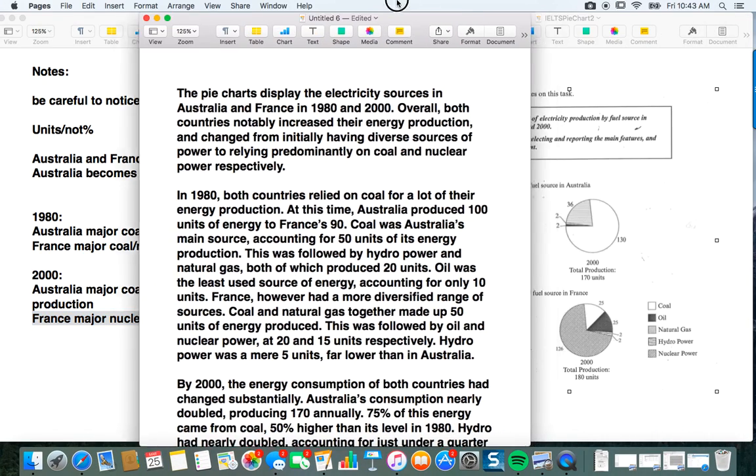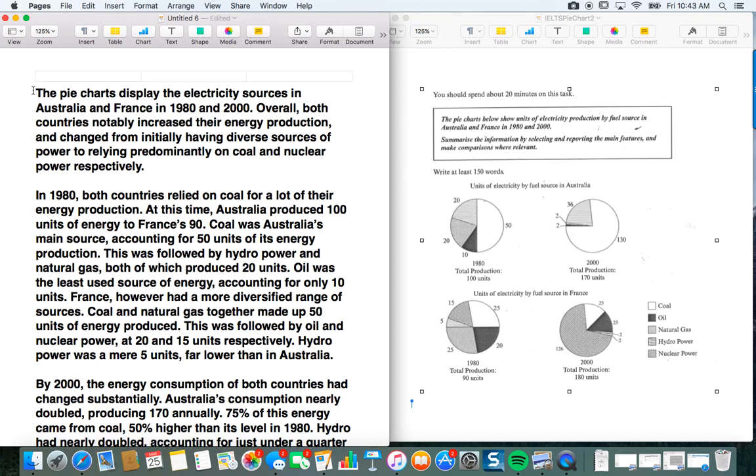Okay, so we'll start over here. First sentence, get it done quickly. All right, I'm not even going to talk about it. Just quickly show it. Then, overall, both countries notably increased their energy production. Good. 100 to 170, 90 to 180. You don't need the data yet. This is your overall. You must have this.